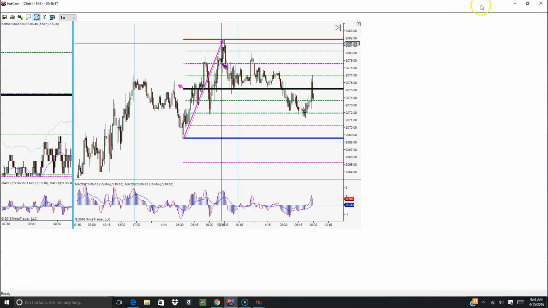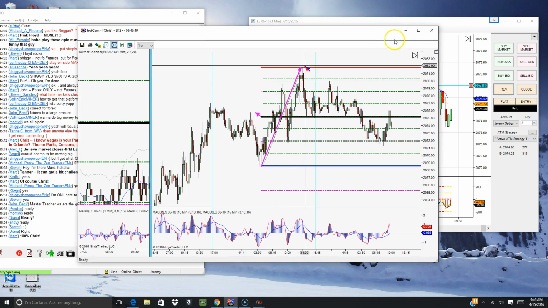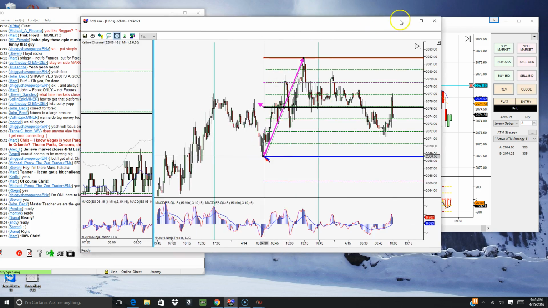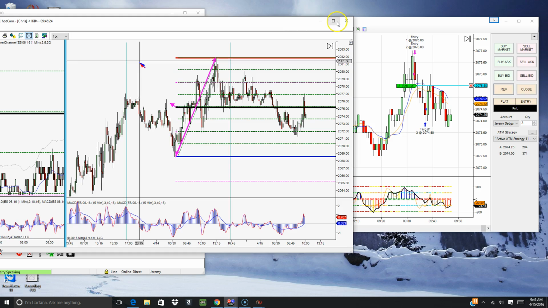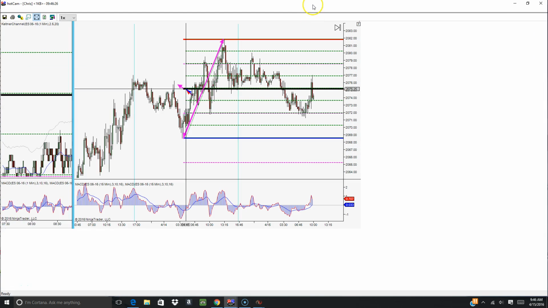Yesterday's range low to range high. Okay, see that? Range low to range high, period. This is in the futures. Now, yesterday's 50% line is the big black line.